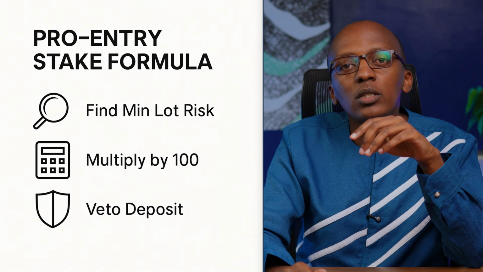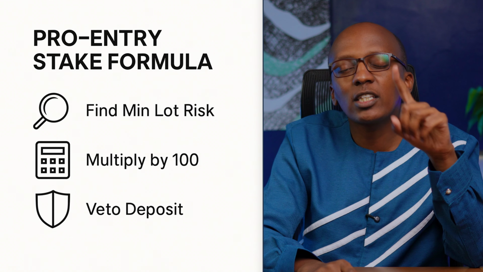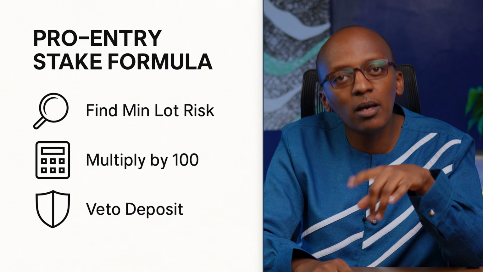Why? Because to trade professionally, you must risk 1% or less per trade. If the math forces you to risk 5%, 10%, you are gambling. This formula ensures you never drive a Paper Ferrari again. Now, this formula ensures that the mathematics works.